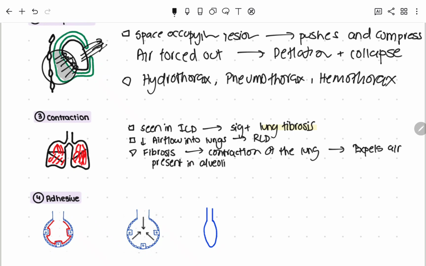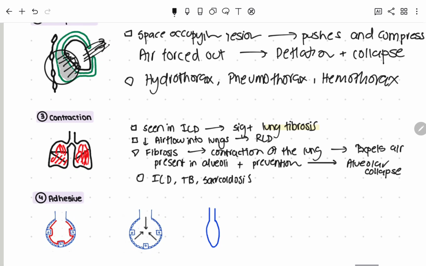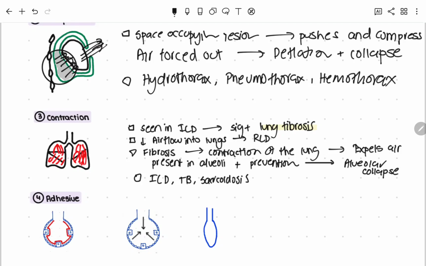So that's one thing. But what fibrosis also does is that it prevents the expansion of alveoli as well. And so as a result, you have alveolar collapse. And so causes of contraction atelectasis are once again interstitial lung diseases, can be tuberculosis, could be sarcoidosis, among others.